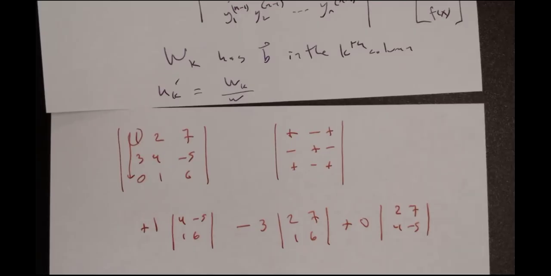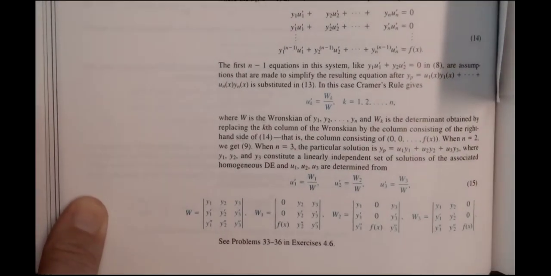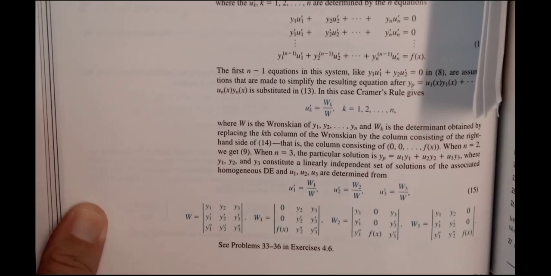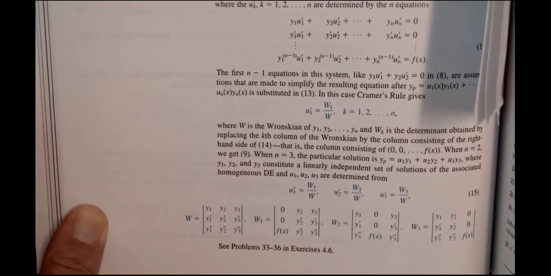I went down the first column. You could go across the first row. You could go across the second row or down the third column. It's up to you as long as you follow this plus and minus pattern. To me, that actually gives me a hint, especially when I look at the 3x3s at the bottom of page 164 again. Notice that in W1, W2, and W3, there's a column where most of it is zeros. That's the one I'm going to go down because that's going to make my life easier.